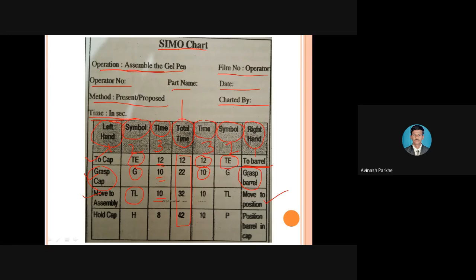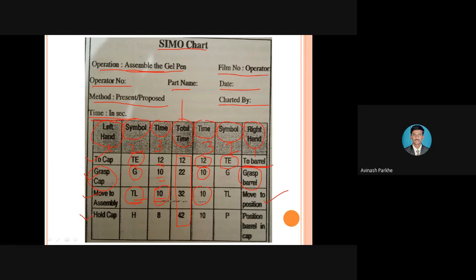So what I will do, I will take this particular cap and the barrel in front of each other, and their movements are represented by this particular TL symbol. How much time is required? 10 seconds are required for the left hand, 10 seconds are required for the right hand. Then the last movement is represented by the hold the cap.